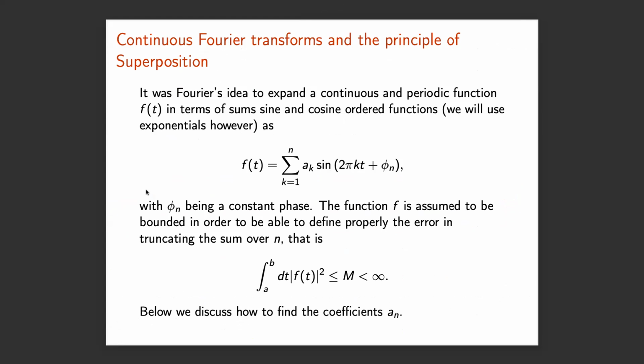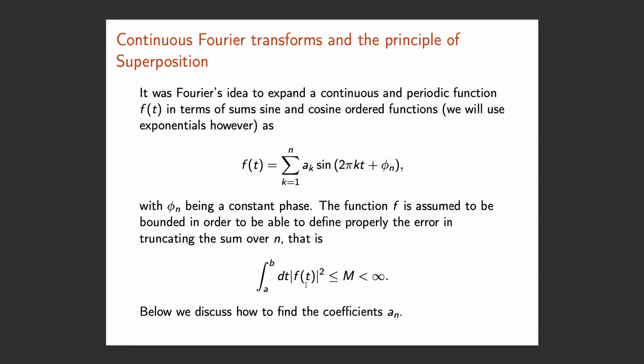Since many of you are pretty familiar with it, I'm just going to spend roughly the lecture here. So Fourier's idea was to expand a continuous and periodic function in terms of sine and cosine functions, where you have these unknown coefficients. And one of the assumptions you make is that this function f of t is bounded. That is an important assumption, because otherwise you cannot prove the stability criteria for the Fourier expansions.